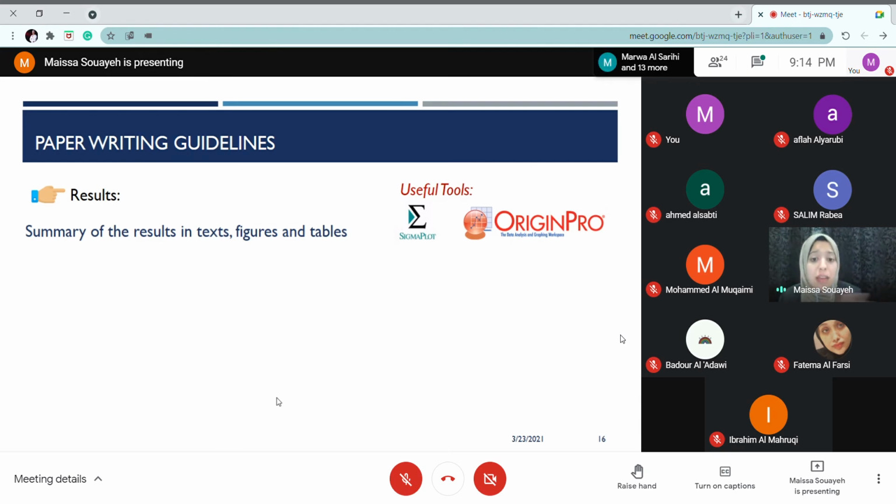You shouldn't give any explanation in this section. If it says only results, you shouldn't give explanation. You should just state the results, through text, through figures, and tables. For making figures and drawing figures, there are two beautiful, useful tools, Sigma Plot and Origin Pro. These two software packages have many options, and you can plot more advanced figures using these two tools.